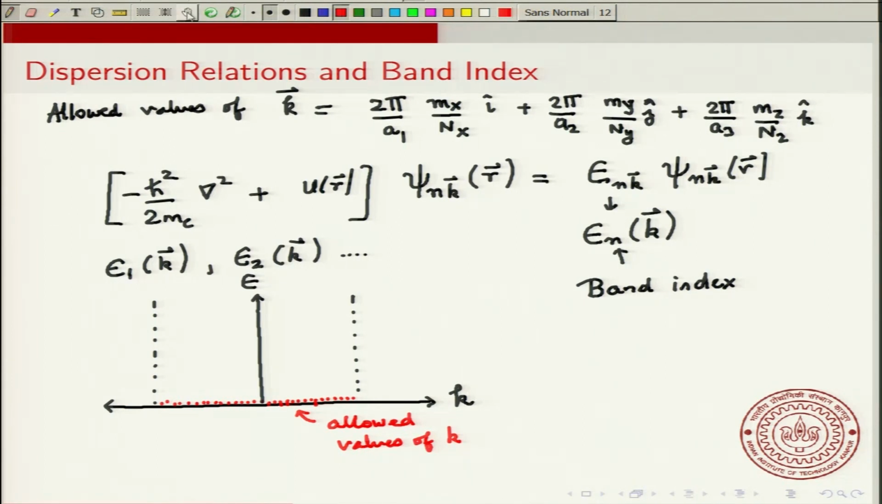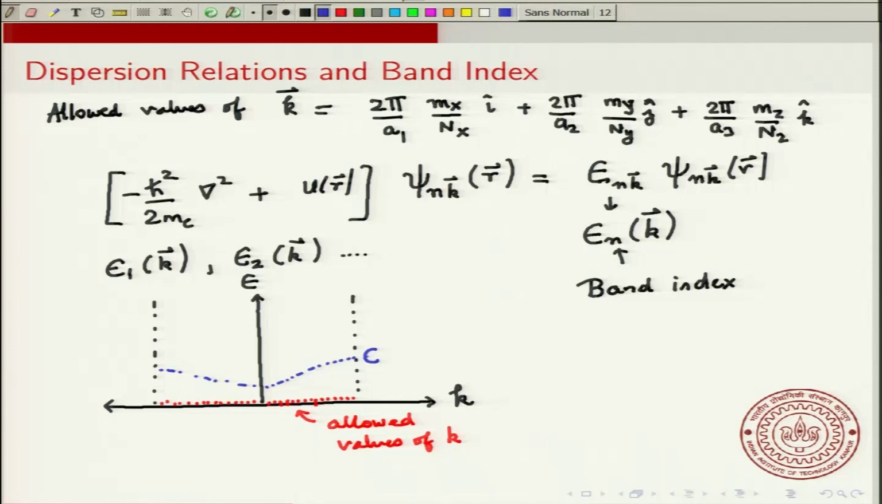Remember, k has to be of this form. So, it has to be 2 pi mx by nx a1. So, it has to be an integer multiple of 2 pi by lx, since a1 times nx is lx. So, there are only certain values, but actually it is a very large number of values. These values are very closely spaced, and for each of them you will have some energy. So, if you look at epsilon 1, epsilon 1 will have all these values.